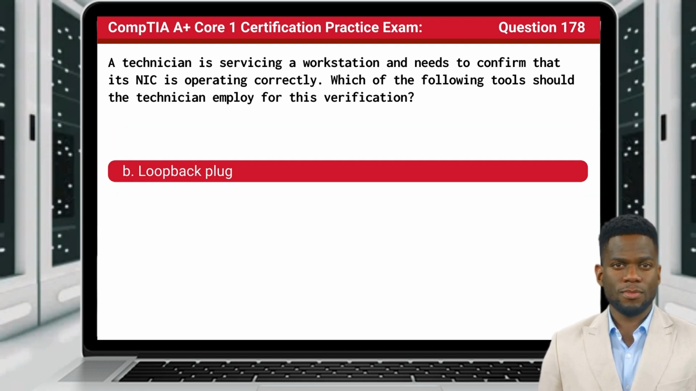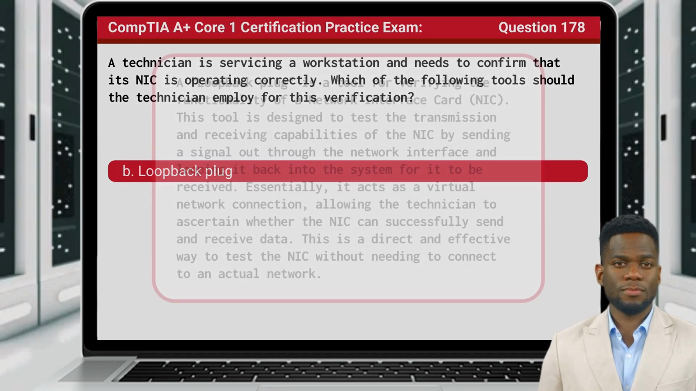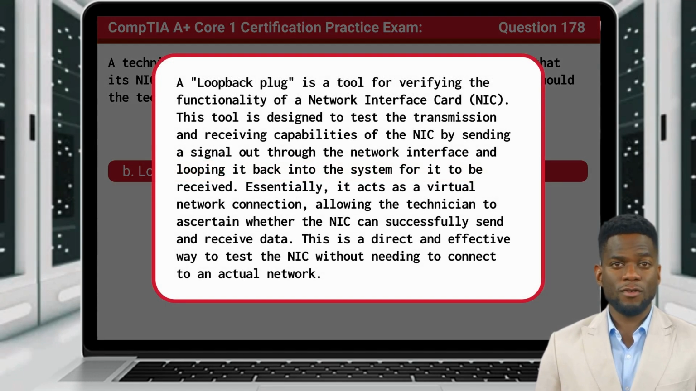The answer is B, loopback plug. A loopback plug is a tool for verifying the functionality of a network interface card, or NIC. This tool is designed to test the transmission and receiving capabilities of the NIC by sending a signal out through the network interface and looping it back into the system for it to be received. Essentially, it acts as a virtual network connection, allowing the technician to determine whether the NIC can successfully send and receive data. This is a direct and effective way to test the NIC without needing to connect to an actual network.